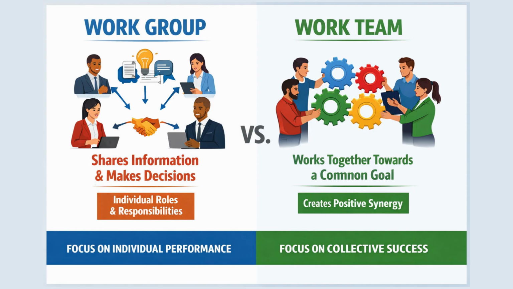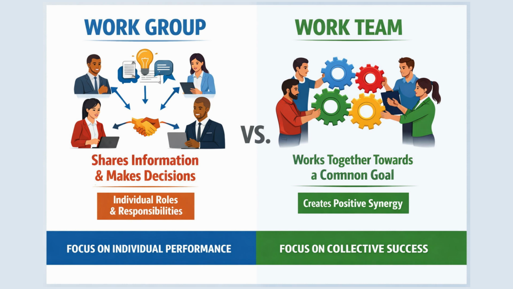Let's start with a distinction that sounds basic, but it's one of the most important. A work group interacts primarily to share information and make decisions to help each member perform in their area of responsibility. So, a work group can be productive, but it doesn't necessarily generate synergy. A work team, in contrast, generates positive synergy through coordinated effort. That means the team's output is greater than the sum of individual contributions.